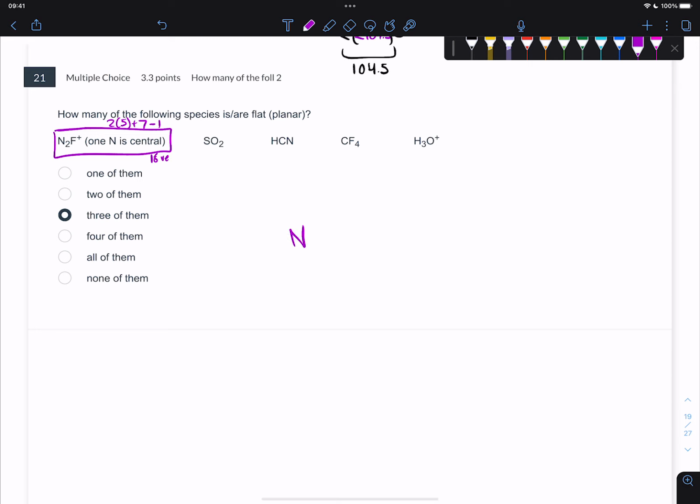So put nitrogen in the middle. Whoops, there's 2 nitrogens. So put one of the nitrogens in the middle, one to the left and the fluorine to the right, or however you want to do it. You could have done F and N too, that's fine. And then let's connect them once. 1, 2, 3, 4. I've just used up 4 of my 16. That leaves me 12 remaining. Now I've used up those 12. I've got 0. That's good.